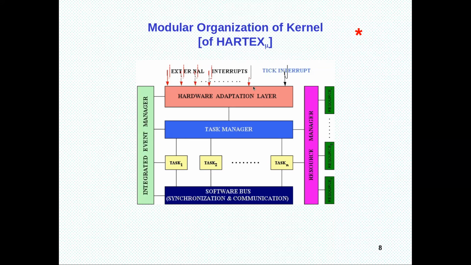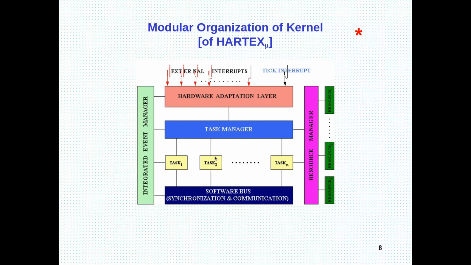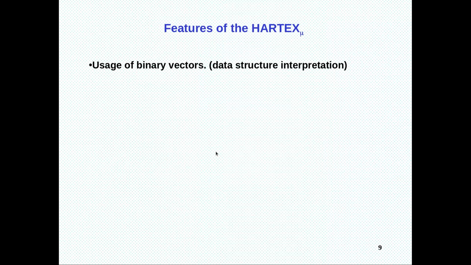The hardware adaptation layer interfaces with both the hardware and the external world, receiving external key interrupts, timer interrupts and other specific interrupts. Whatever you are seeing here is your application software task. Some of the tasks could be very specific to the communication controller. The kernel that we have implemented makes use of binary vectors. There are no queue data structures in our system. It accomplishes integrated event and timing management.